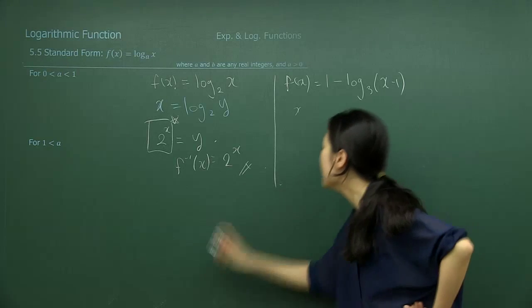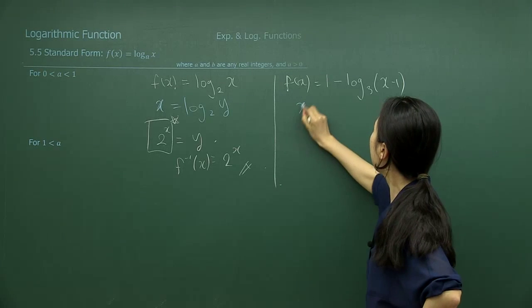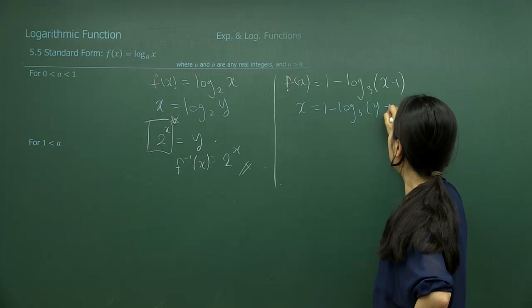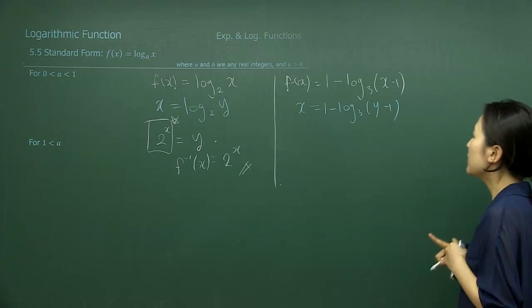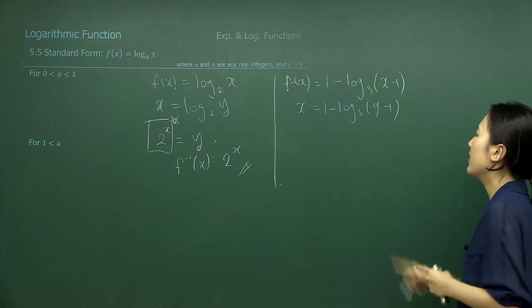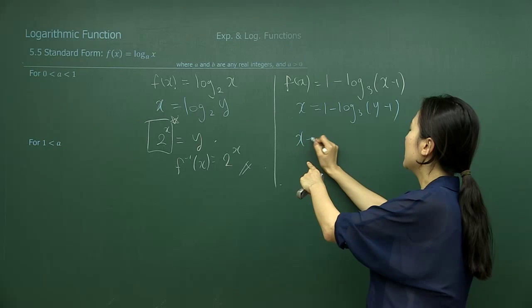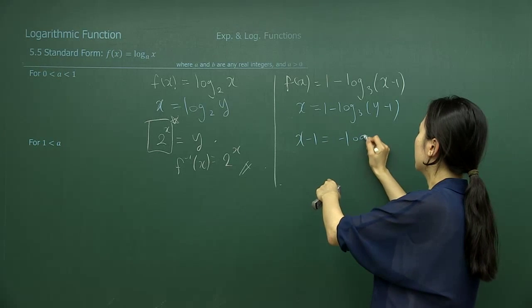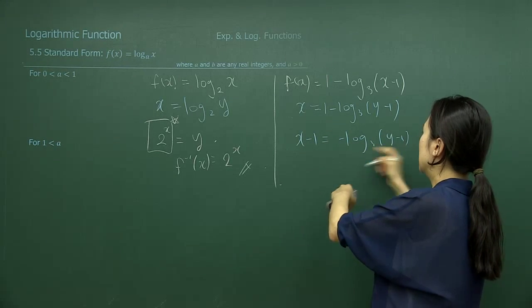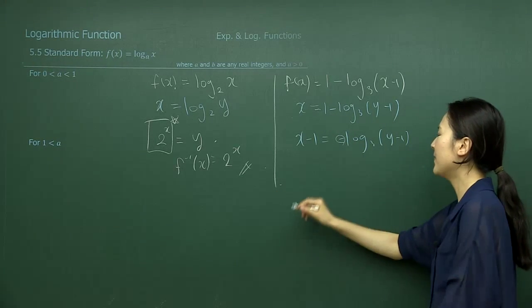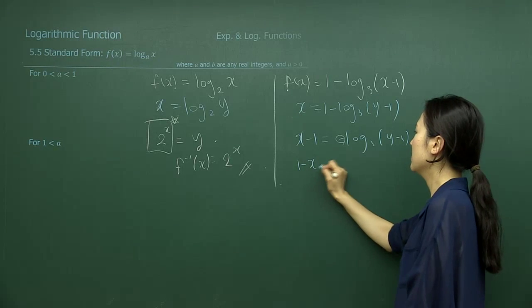I'll use another pen, chalk. x equals 1 minus log base 3 of y minus 1, right? What should we do? Well, we should get rid of the 1 first, so I'll be subtracting the 1. And since I want to get rid of the negative sign as well, I'll just multiply everything by negative 1. Hence, right?